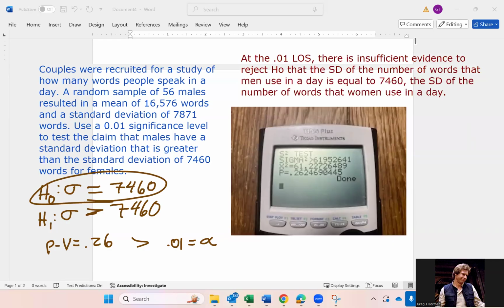You want to write out your conclusion in a way that most people can walk off the street and read it and have a pretty good idea of what you're talking about. I'm fine with abbreviations on tests and things, as long as I'm going to know what they mean. If it's just out of nowhere, I'll be like, I don't know what you're talking about. So now, is the standard deviation of the number of words that a man uses in a day equal to 7460? No, not likely at all. Even if it's close, it's probably like 7461 or 7459. But we don't have enough evidence at this point to conclude that H0 is wrong. And that is going to do it.